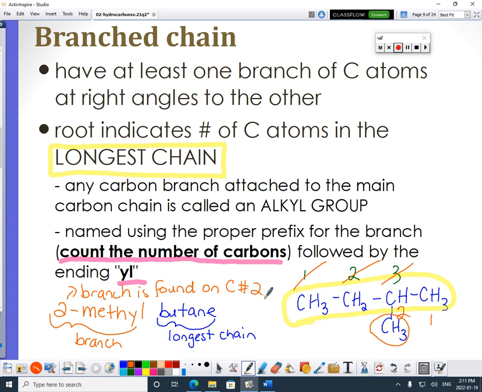So the branch is found on carbon number 2. That's why we write a 2. The meth tells you 1 carbon in the branch. The bute tells you that's the parent. And the ANE tells you single bond.